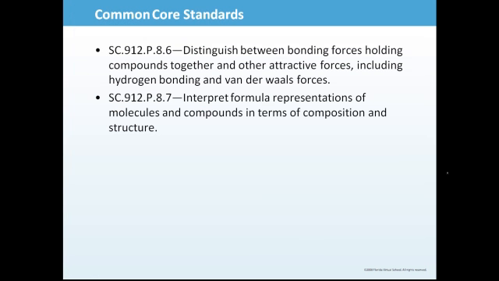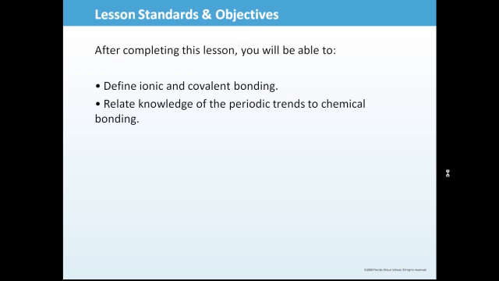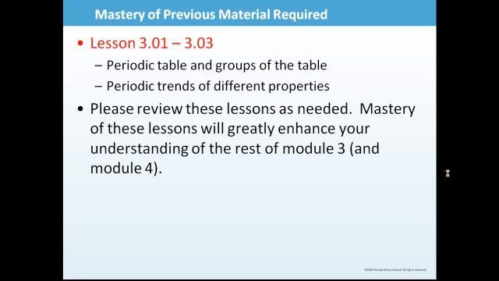As always, we want to first mention the standards that we'll be covering in this particular lesson. You can find all the Common Core standards by going into your course, selecting course information, and then scrolling down to standards. For this particular lesson, our objectives are to define ionic and covalent bonding, and then relate what we've learned about periodic trends to chemical bonding. So let's go ahead and get right into it.